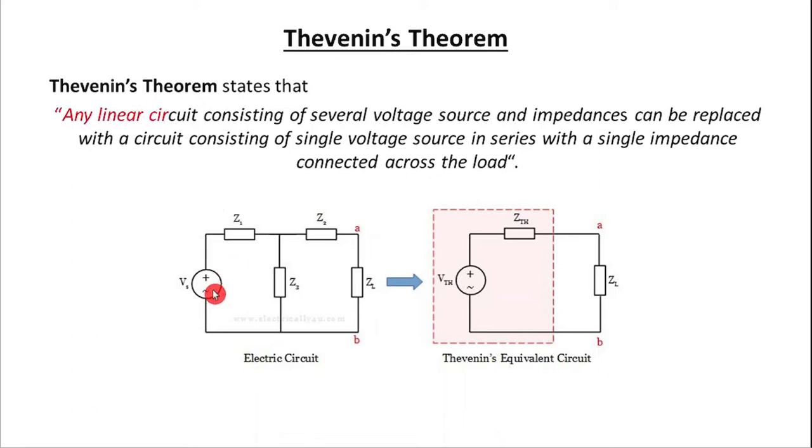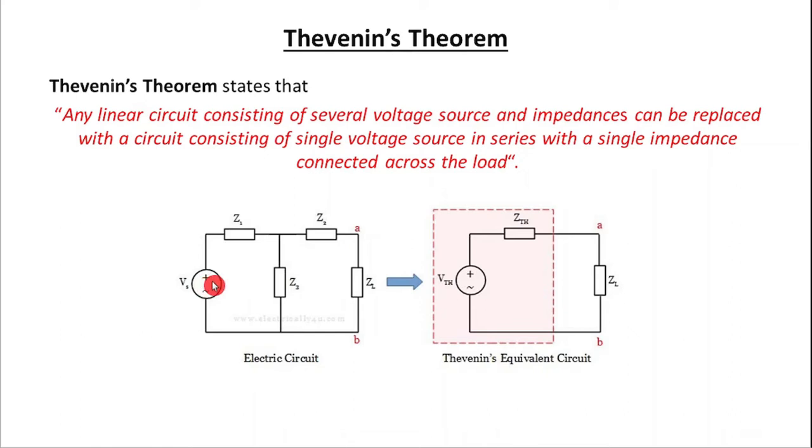So the Thevenin's theorem states that any linear network consisting of several sources and impedances can be replaced with a single circuit consisting of a voltage and a single impedance connected across a load. Okay, so this is the Thevenin's theorem.